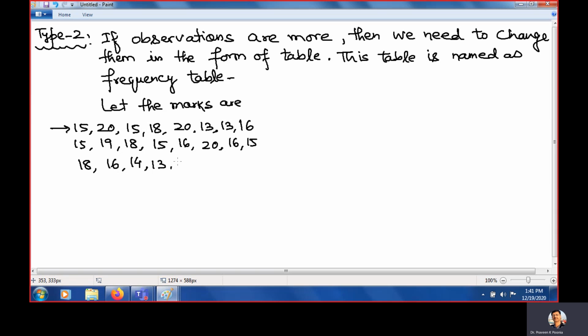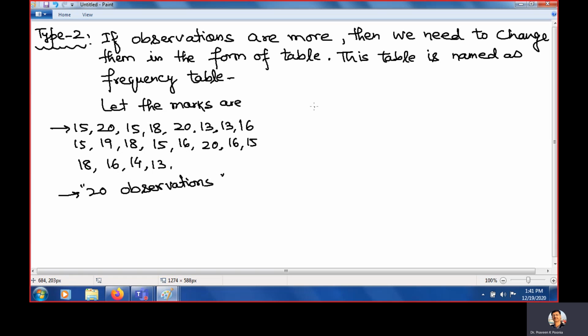Clear? You can consider marks in midterm 1 out of 20. So how many observations? Please check. 3 plus 3, 6, and 2, 8. 8 and 8, 16, and plus 4, it is 20 observations. How many observations? We have 20 observations.